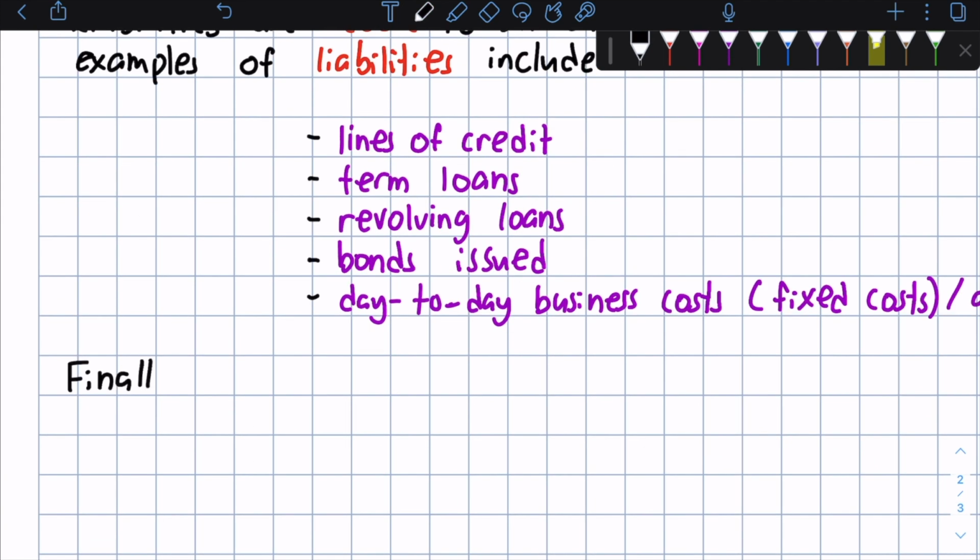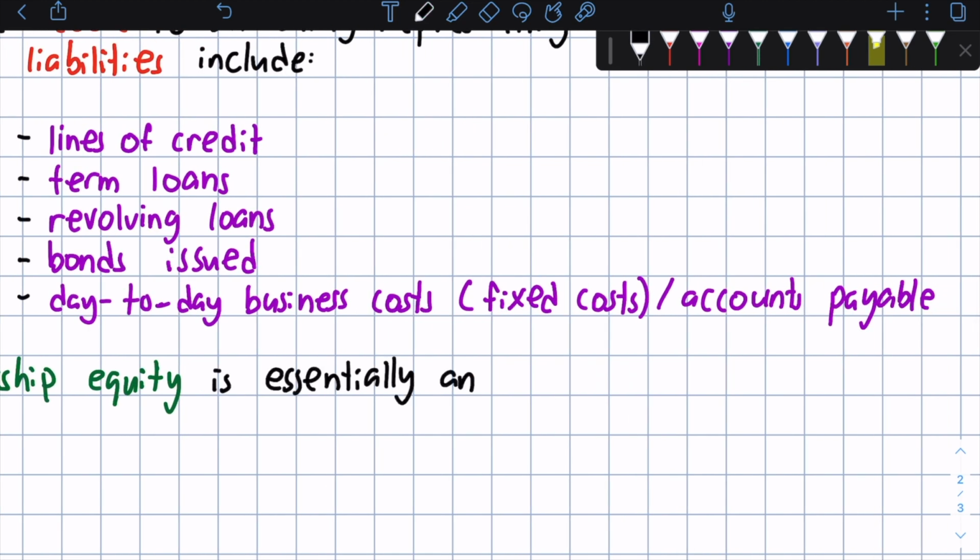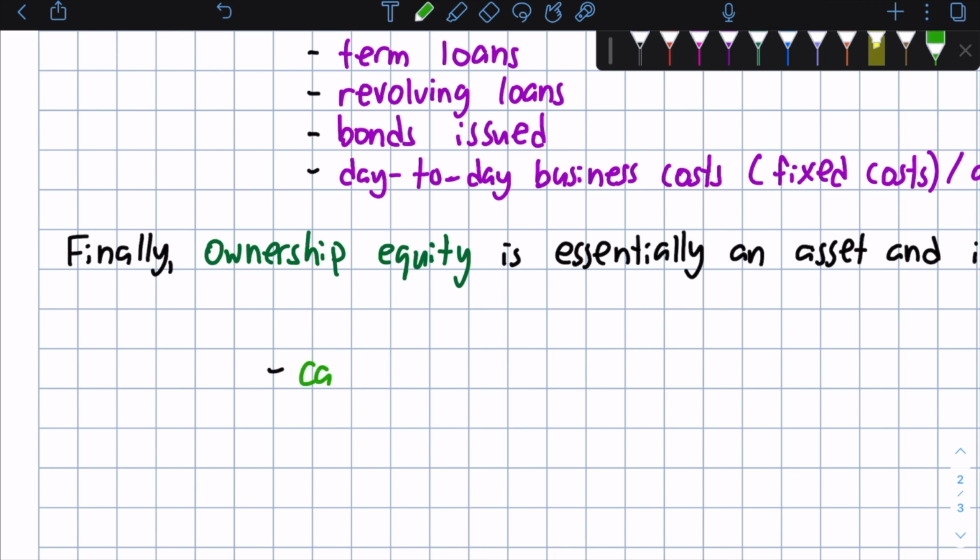And finally, our last category is ownership equity, which is essentially an asset and includes things like the capital stock owned by the entity and its retained earnings, which are earnings that are kept from previous periods.